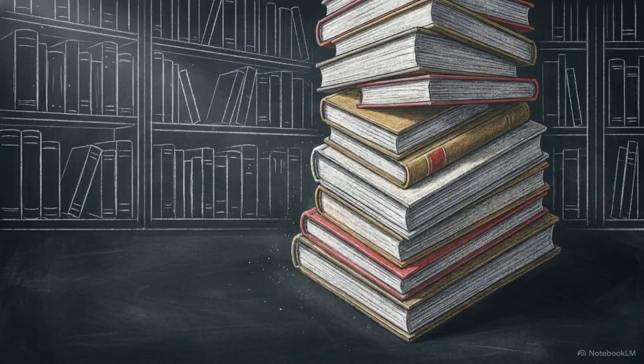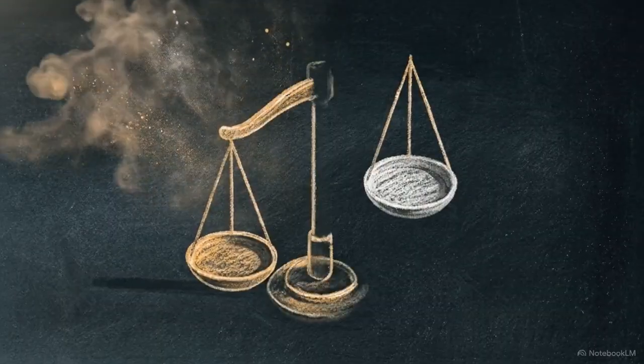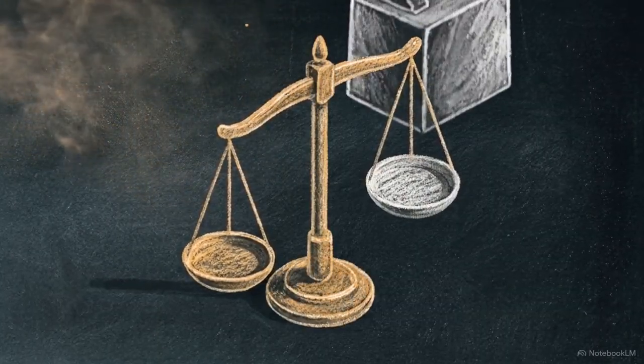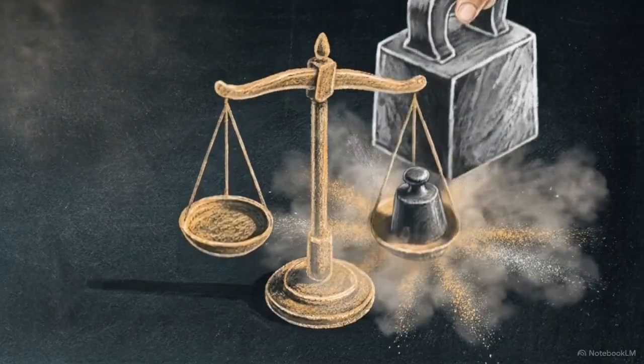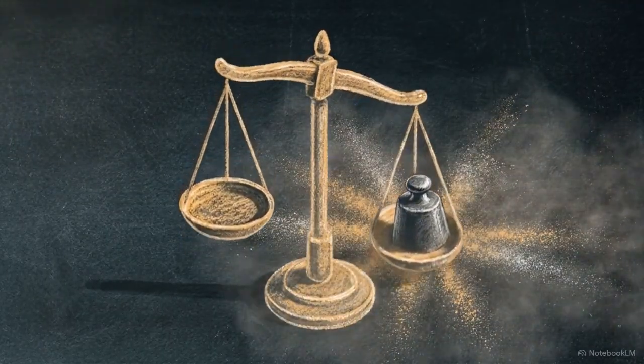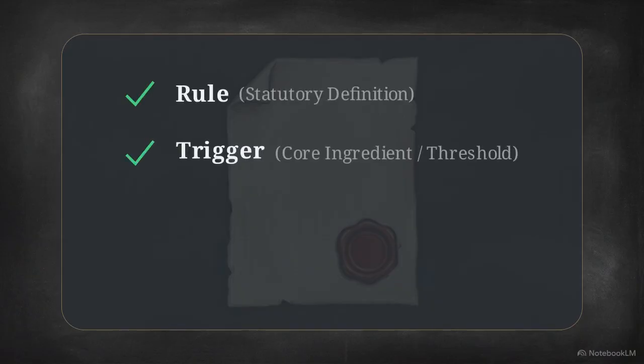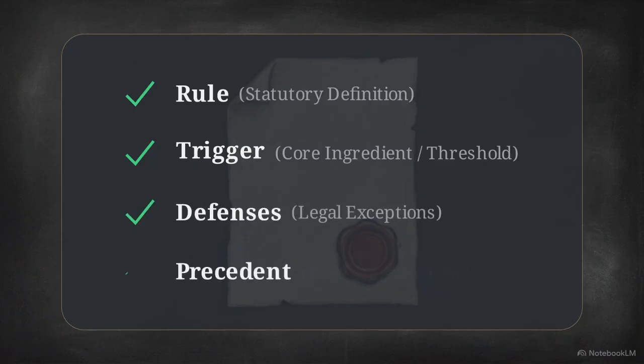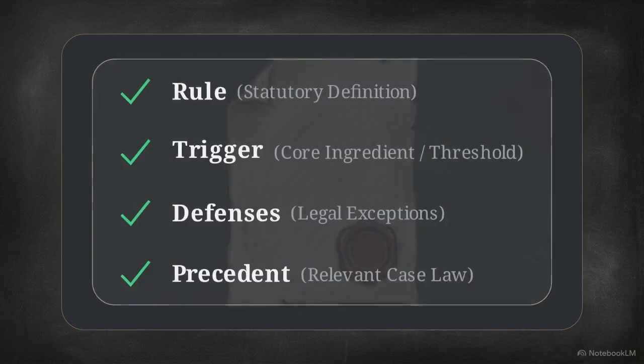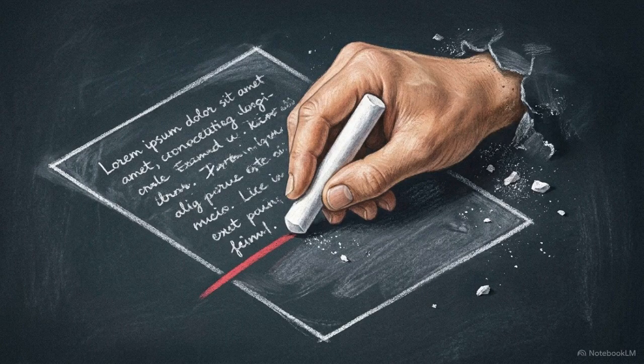The overarching logic of Chapter VI is proportional scaling. The BNS 2023 scales punishments based on intent, the statistical probability of harm, and the specific method used. When drafting a 12-mark response, follow this 4-step checklist. Start with the statutory definition, isolate the core ingredient or threshold, identify any legal exceptions, and conclude with the relevant case law. High-level exam performance is built on identifying the exact legal boundaries that differentiate one offense from another.